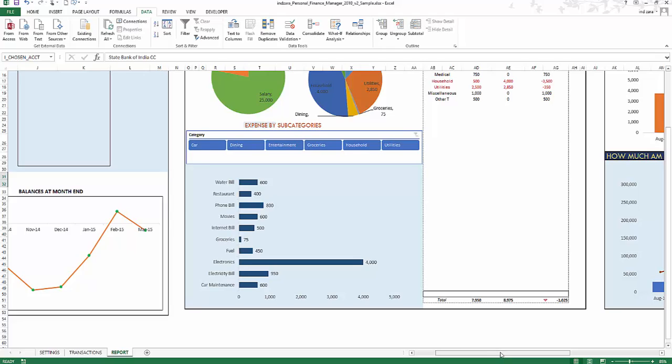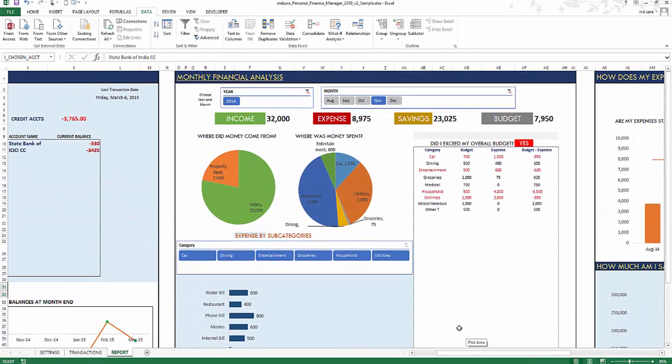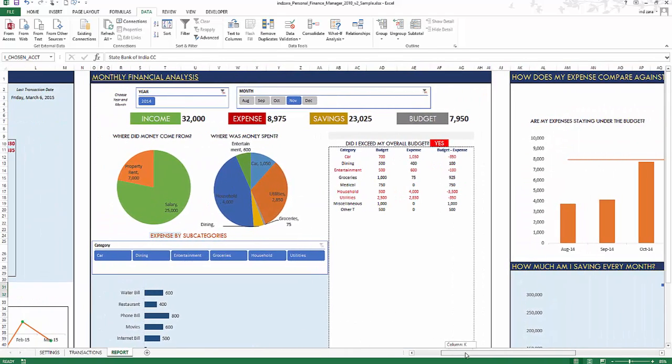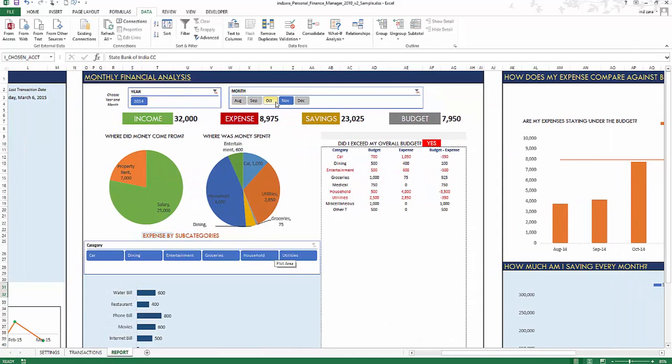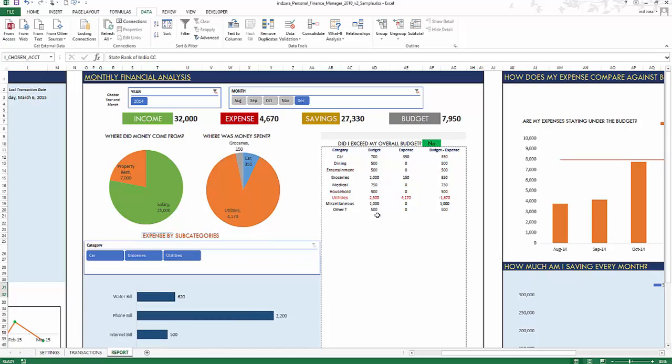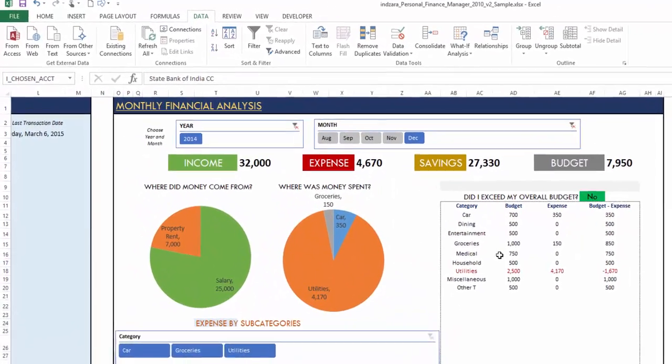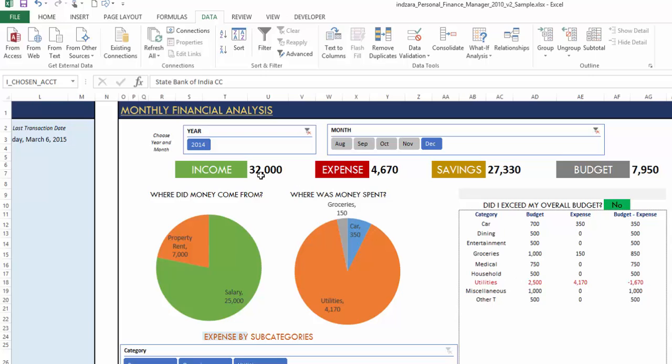Then let's look at the next sheet. This is what I call the monthly financial analysis, where you choose one month at a time and then it'll tell you all the information you would like to know about that month's transactions. So let's say, for example, I choose December, and you see that everything updated. Essentially it gives you total income in that month, expense in that month, how much I saved, and what my monthly budget was. This shows you where the money came from, and this shows you where the money was spent.